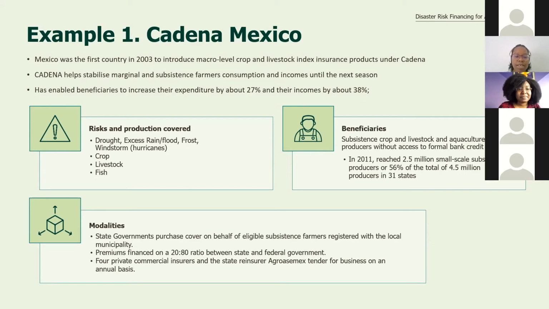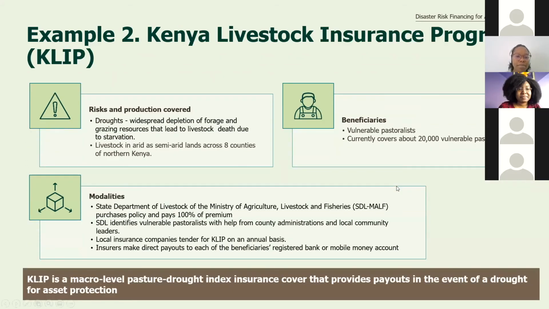So the key takeaway from the Cadena program really is that there's a strong public-private partnership in place that enables sustainability of the scheme, but also there is strong coordination between state and regional governments that enables the program to target and fund the beneficiaries in question in a sustainable way at scale. Moving on to the next slide, please. Now we give an example of Kenya, where there is a livestock insurance program. This is a macro level pasture drought index insurance cover. It provides payouts when a drought occurs, and the objective really is to provide asset protection.